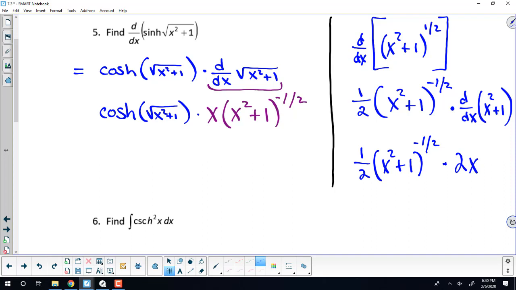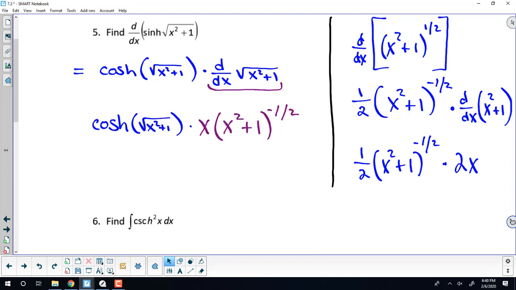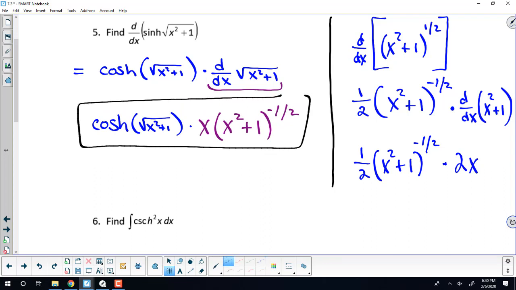Okay. Any questions? That's about it. Unless you want to write that with positive exponents. I don't really care how you write those kinds of things.